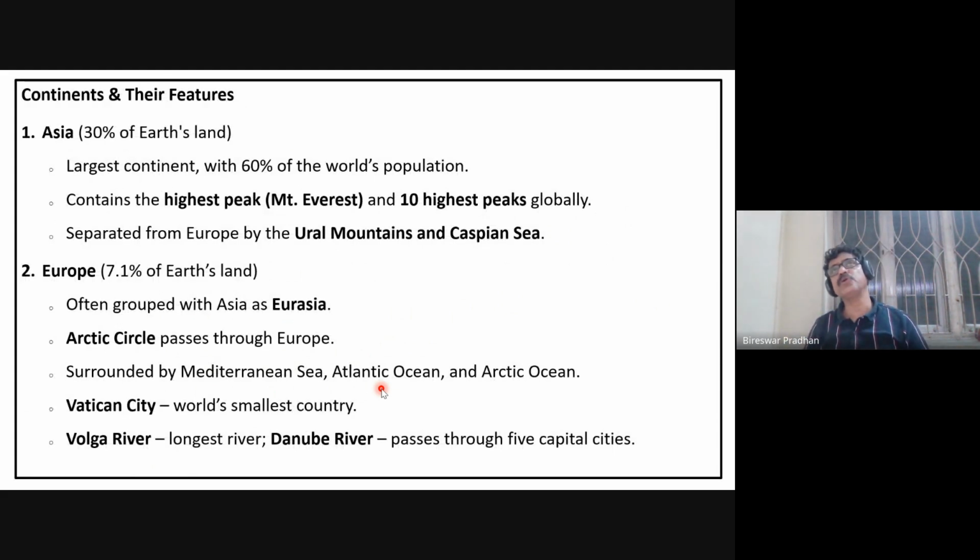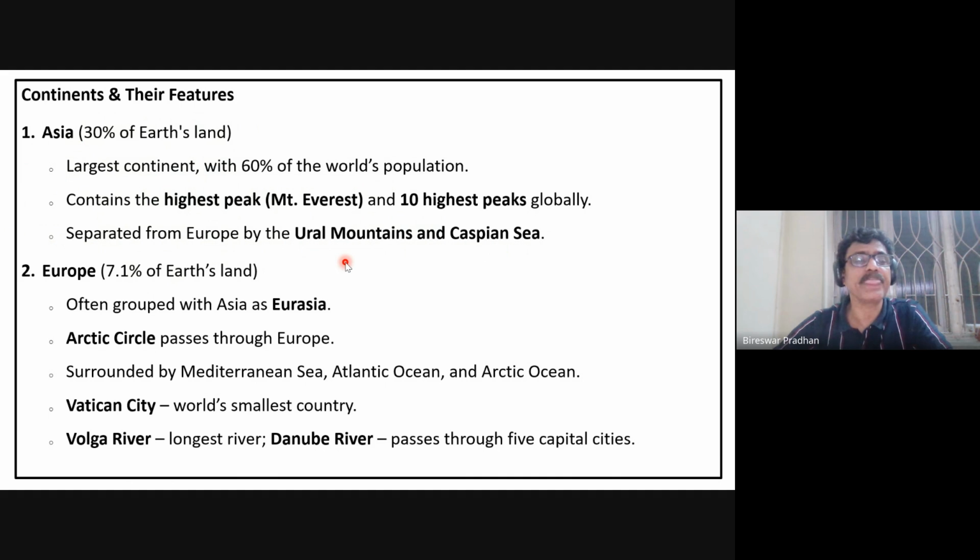Now, continents. When you are discussing geography, you discuss the continents and their features. Asia has 30% of the Earth's land. It is the largest continent, with 60% of the world population. Asia contains the highest peak, Mount Everest, and the 10 highest peaks globally, and is separated from Europe by the Ural Mountains and the Caspian Sea. So these are the features of the continent of Asia.